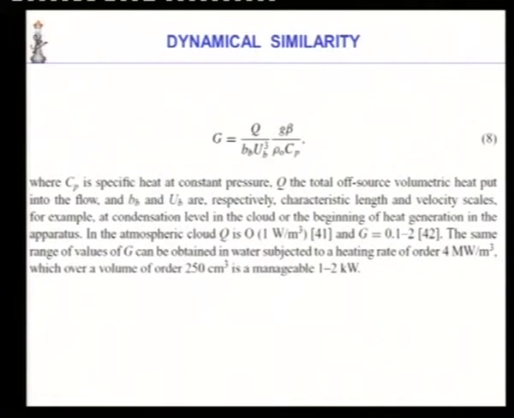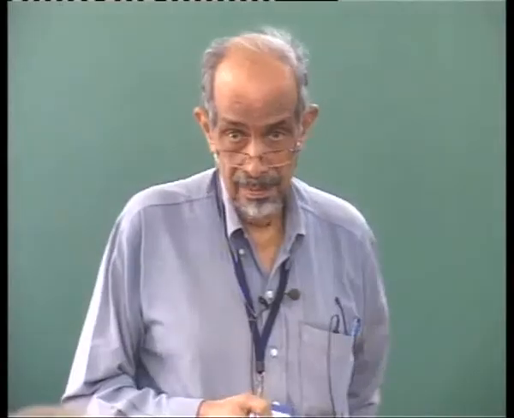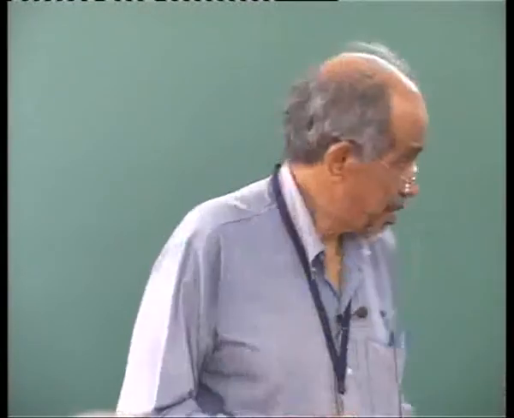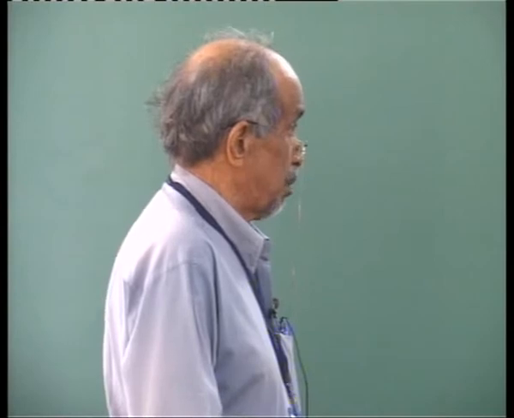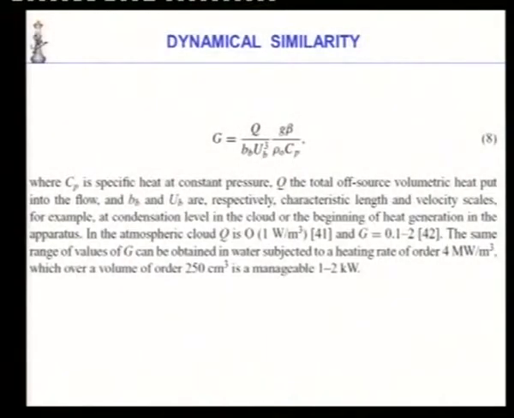What makes this possible is the similarity parameter. This is all work which was done with Bhatt long ago. I'm just quickly going through it. If the heat release is the parameter, this is a non-dimensional form of that heat release parameter. Q is the amount of heat released. In a cloud, it's of the order of 1 watt per cubic meter. So in principle, if this was the similarity parameter, you should be able to reproduce the cloud flow in any fluid you like, provided you get the same value for G.